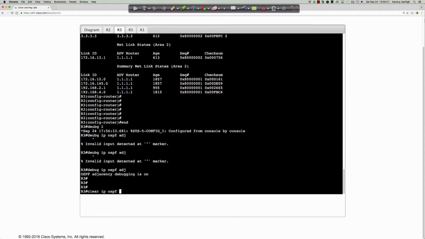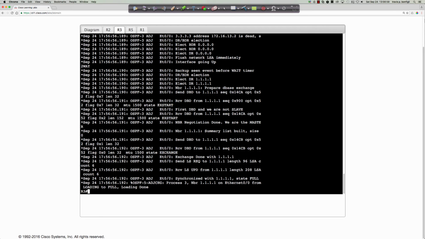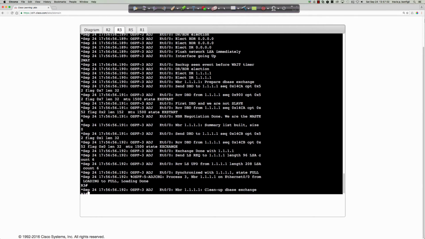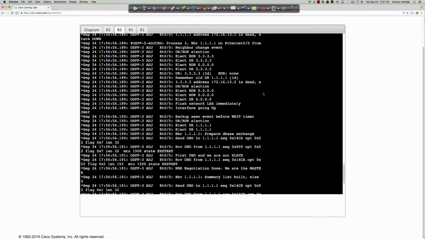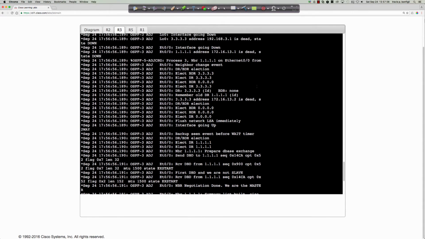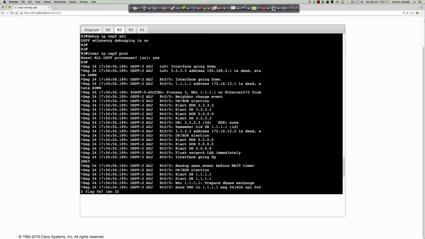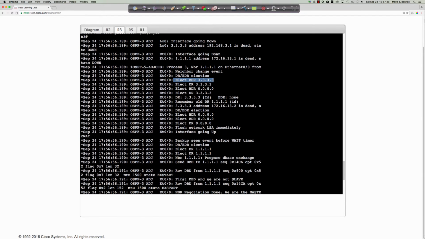So clear IP OSPF proc. We'll say yes. And as you can see, we get an exchange of information in the process. But let's go back up to the top and take a look. Who gets elected first, the DR or the BDR? It's elect BDR. So it's the backup designated router that is actually elected first, before the designated router gets elected. The designated router gets elected second in that process, but it gives us a good idea: there's the DR BDR election.